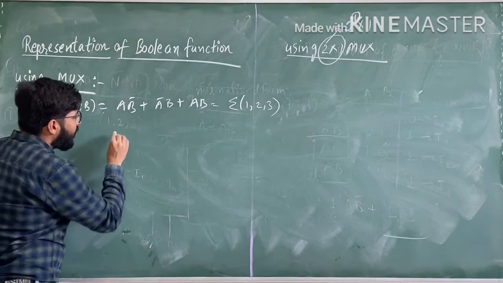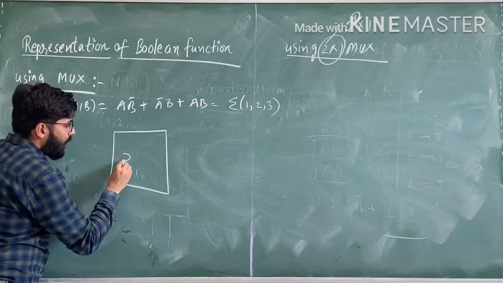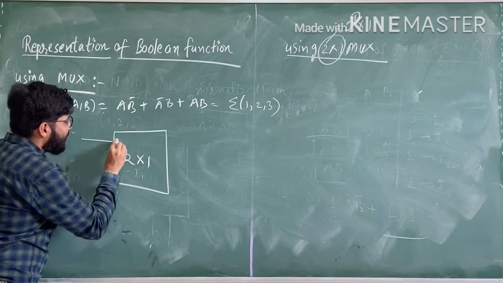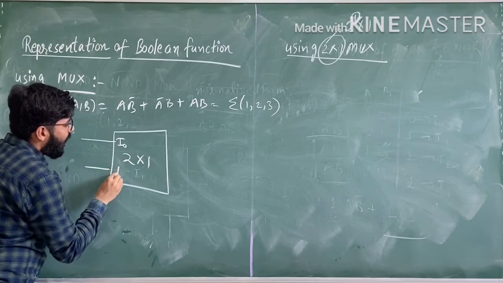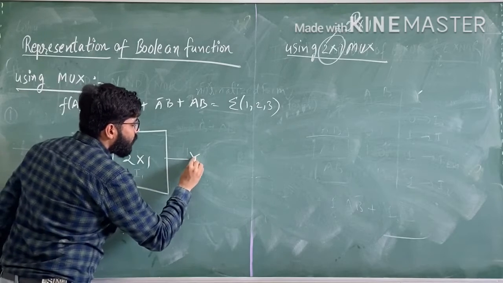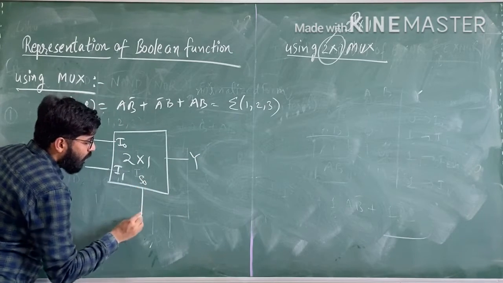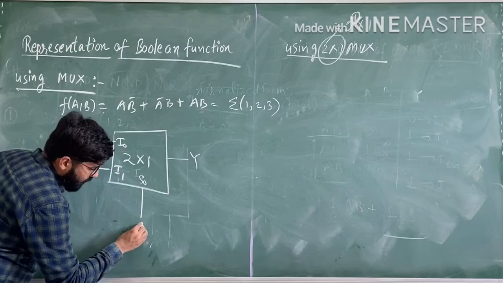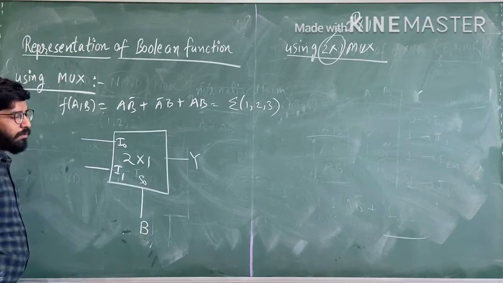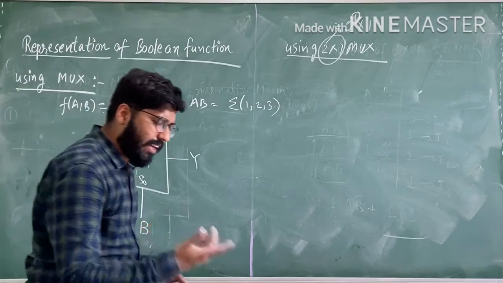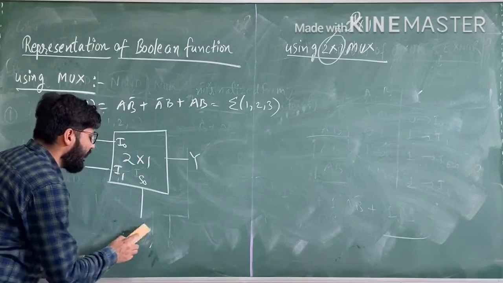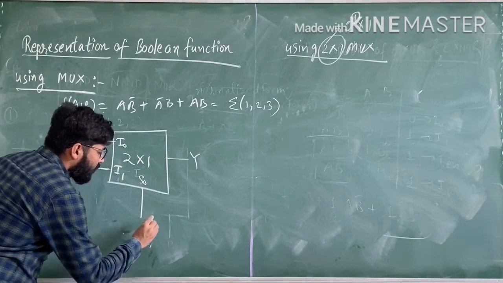So you have to make a 2 cross 1 mux. This is I0, this is I1, and this is the final output Y, and this is the S. Now see, you have to consider this select input is B. Okay. You consider A and B anything. Now you consider A. The value of S0 is A.